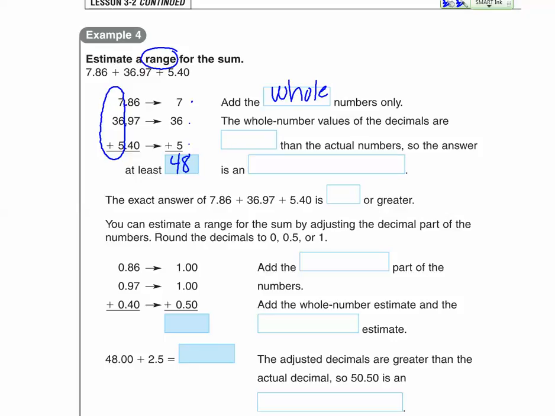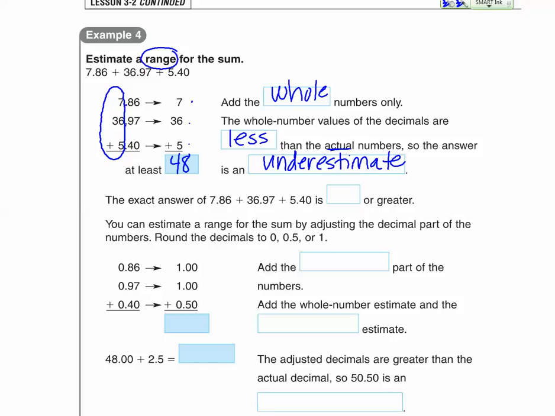Okay. We know that 48 must be less than the actual numbers, because we have some decimal values at the end. So we know this is the lowest it could possibly be. So this is called an underestimate. Sometimes we'll do that to make a quick estimate, and we'll say we know our answer is at least 48. Okay.